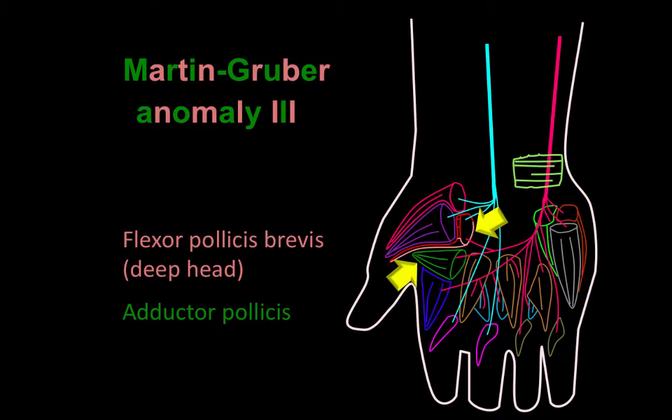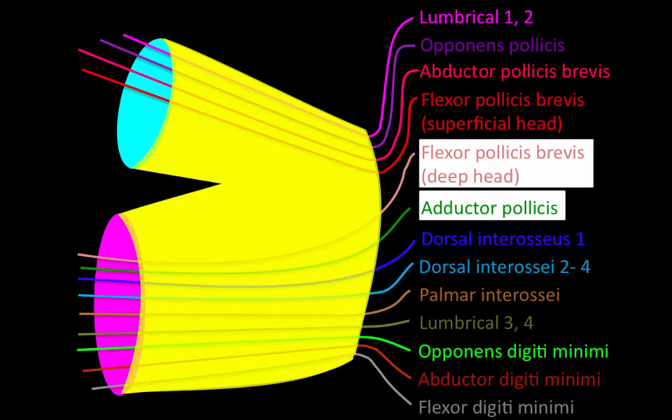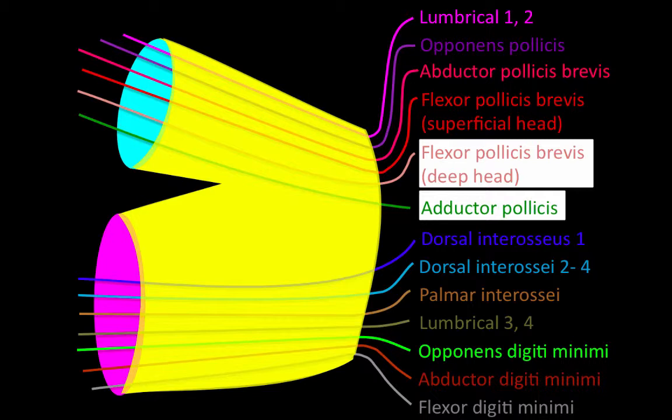Lastly, Martin-Gruber type 3 involves the deep head of the flexor pollicis brevis and the adductor pollicis. The motor fibers intended to innervate the deep head of the flexor pollicis brevis and the adductor pollicis normally pass through the medial branch of the medial cord to reach the ulnar nerve. In Martin-Gruber anomaly type 3, these fibers instead take the median nerve route.